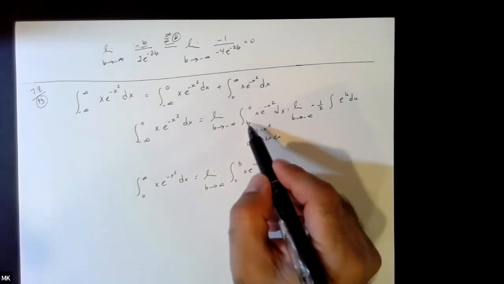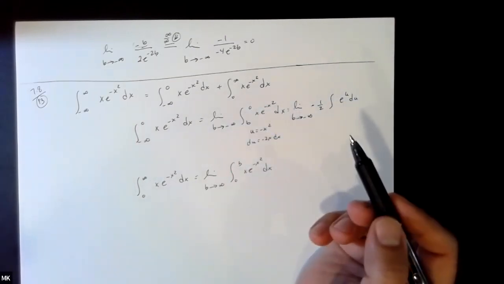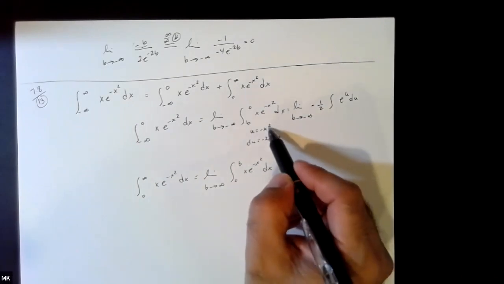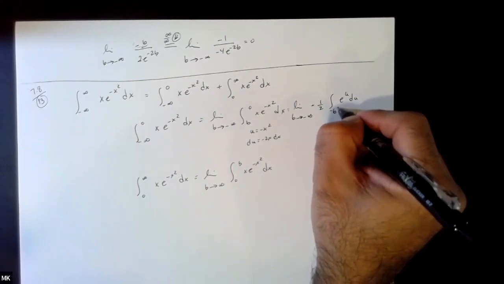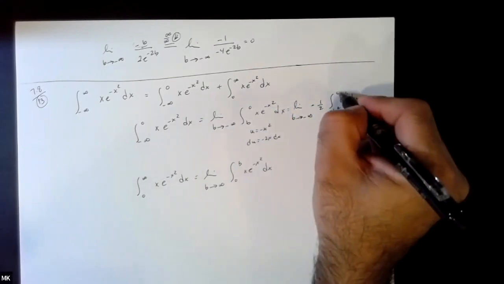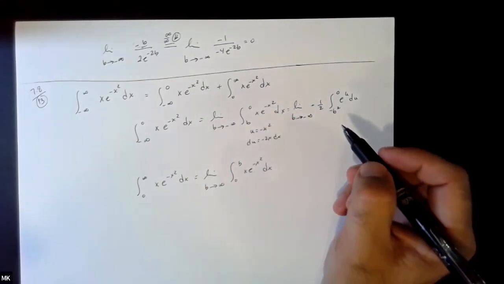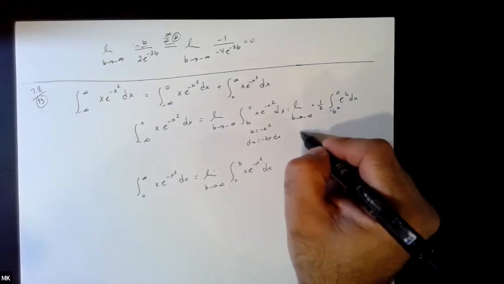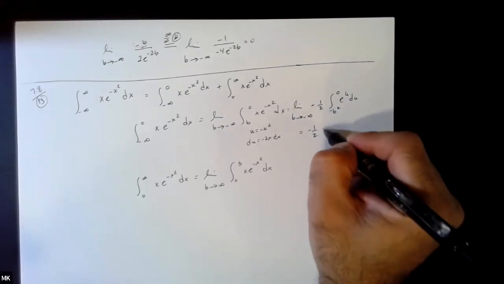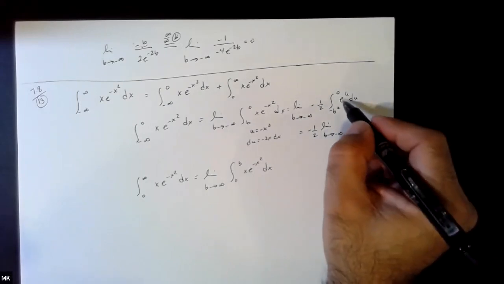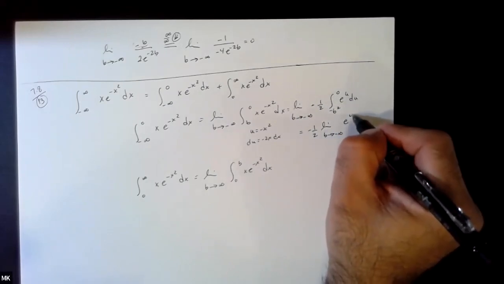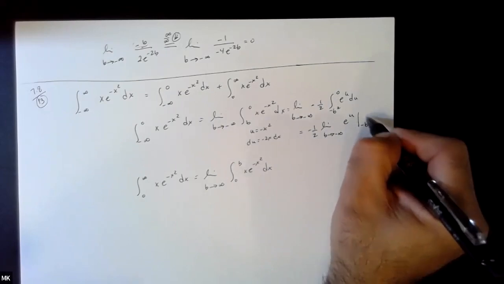Now remember that I can also change my bounds, and I said just treat it like a definite integral. So if u is negative x squared, when x is b, it would be negative b squared. When x is 0, it's going to be 0. So it's going to be negative 1/2, I can pull that out. Limit as b goes to negative infinity of the antiderivative of e to the u, once again e to the u, from negative b squared to 0.